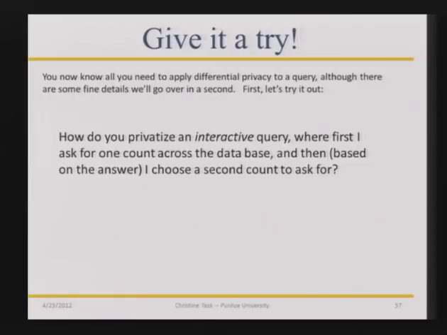What would it be if I asked them both at the same time? If I could look into the future and say these are the two questions you're going to ask, it would be two, because I'm checking two counts. So it would be a noise of one for each, a total of two. Okay? So making it interactive actually doesn't matter. What I need to do is say you only get two questions, then if I add or remove one person from the data set, it's going to change both of those questions' answers by at most one, and my total sensitivity is going to be two.